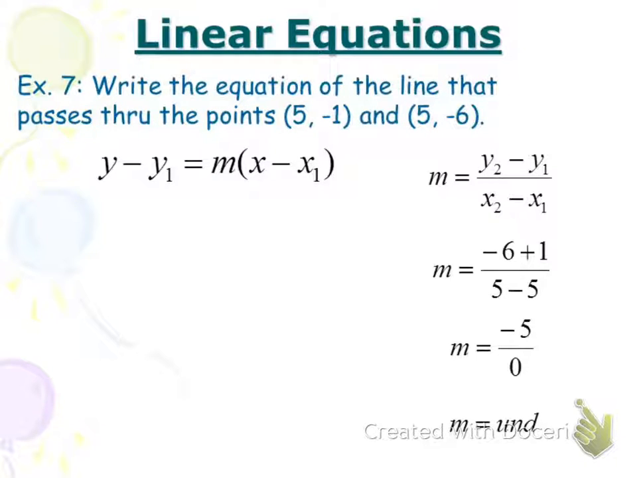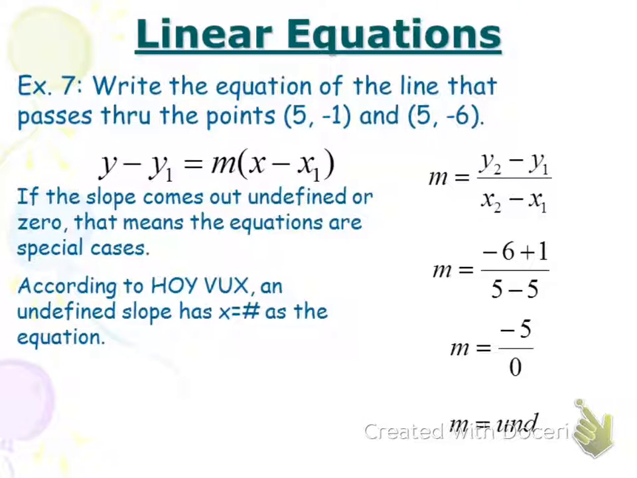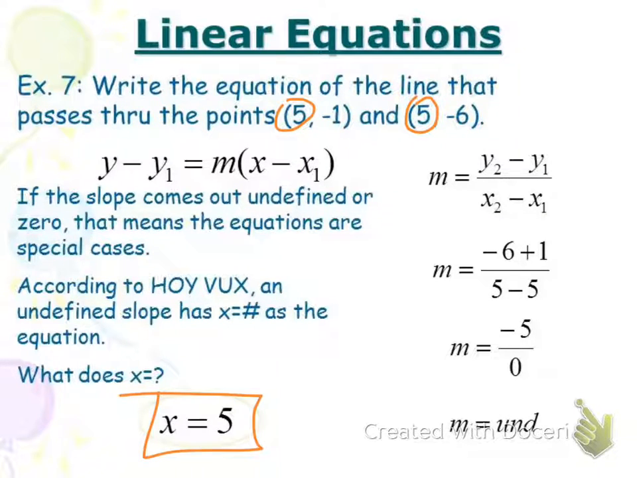That throws us into a special case. Which special case? Vux. Vertical lines have undefined slope. The equation is x equals a number. Vux. Okay? X equals a number. All right, this is where that Vux comes into play. What number does x have to equal in this problem? 5. The only value that we have for x is 5. So x equals 5 is the equation of the line.